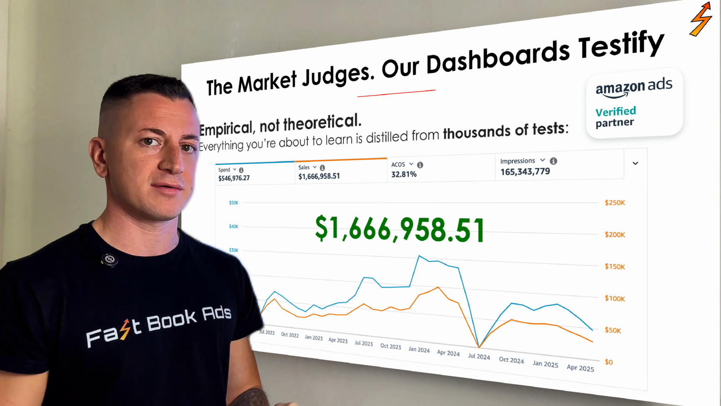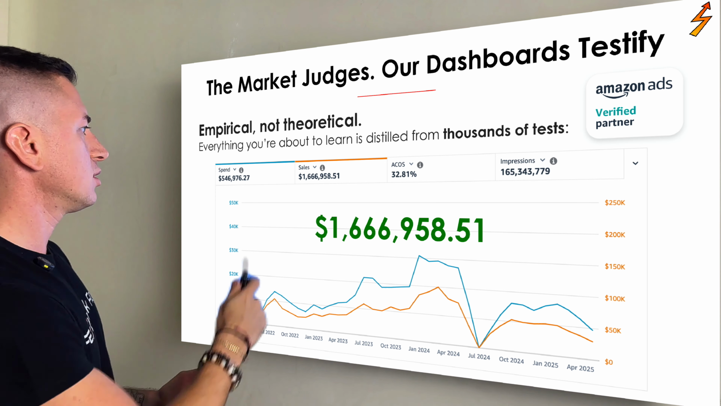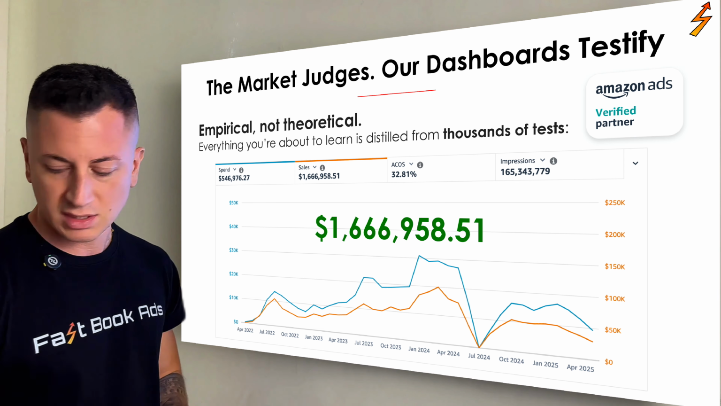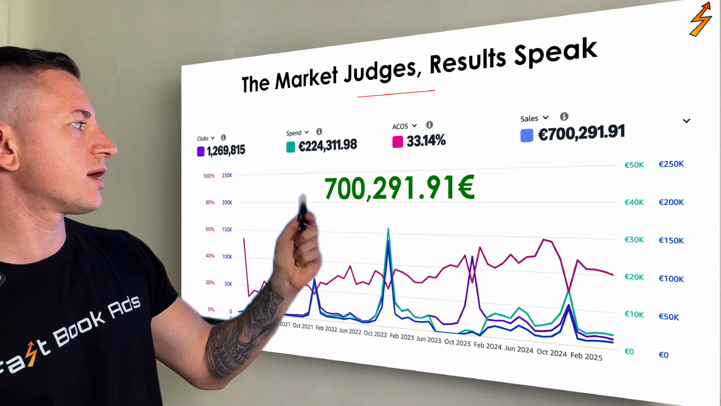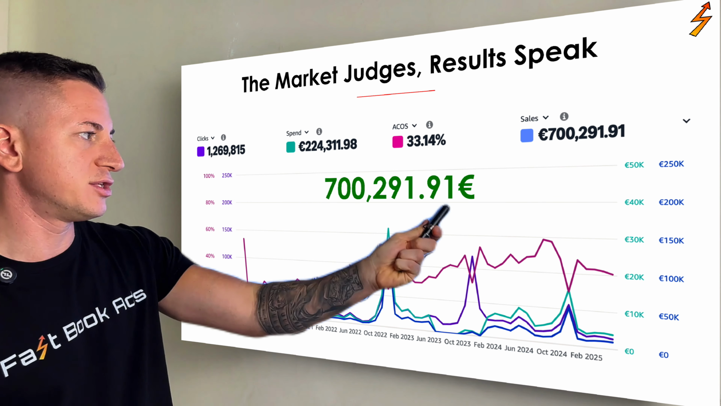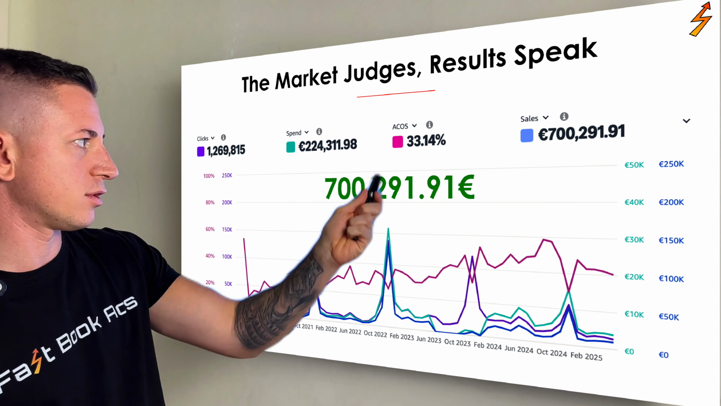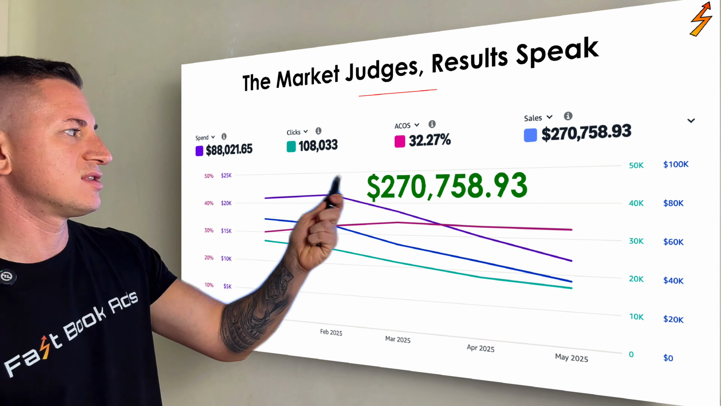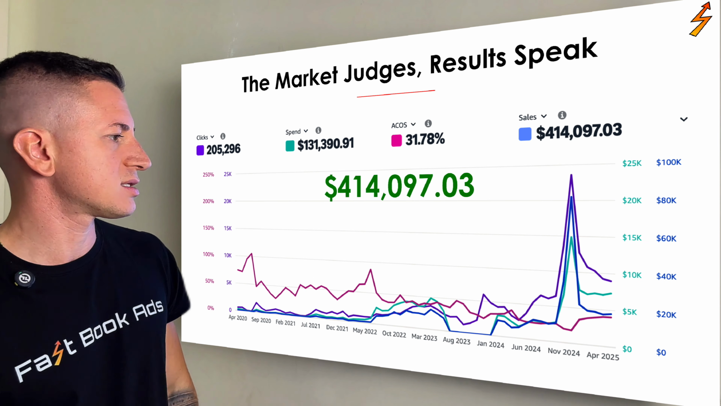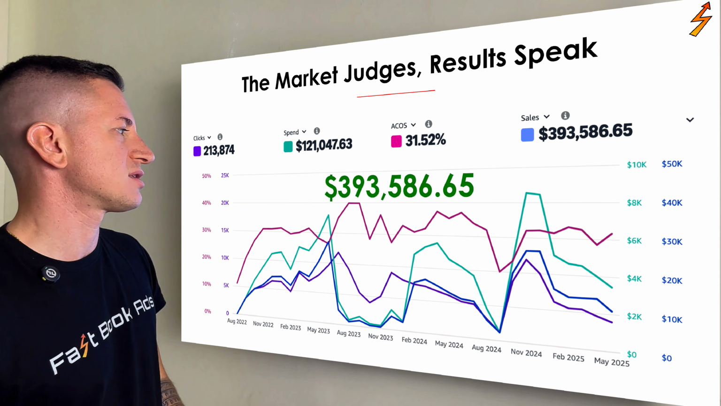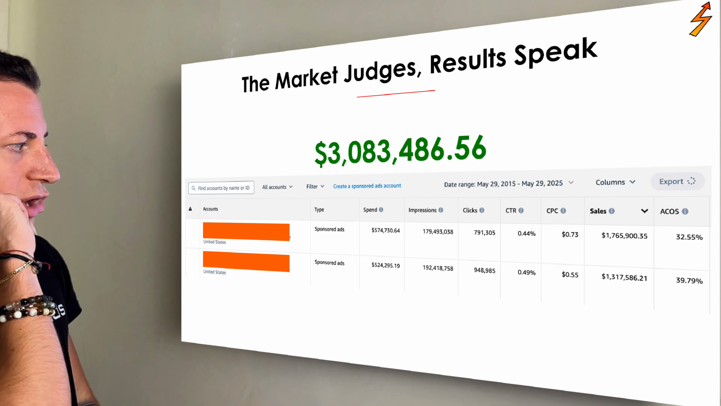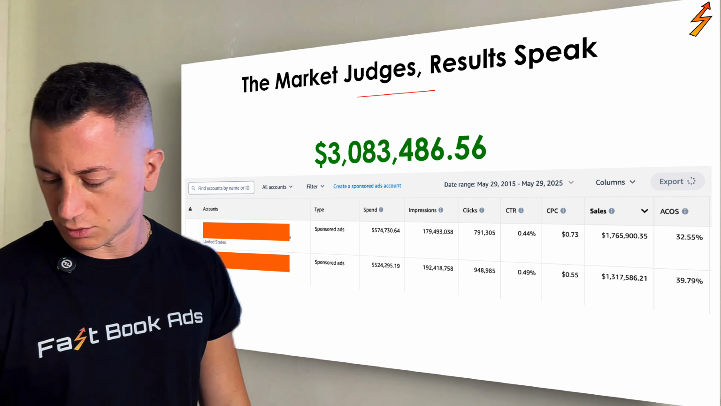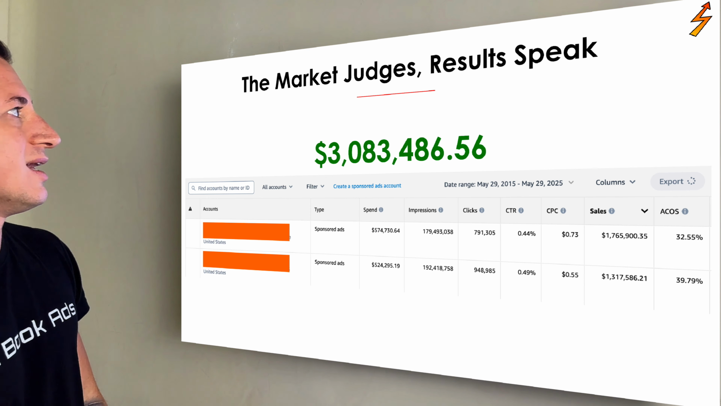So I will show you some of our results. First dashboard, over $1 million, 1,600,000 of sales. Second one, over 700,000 euros. This is a dashboard from the German market. US market, over 400,000, 270,000, $400,000, almost another $400,000. And here you have two accounts which together generate over $3 million. So let's dive in.